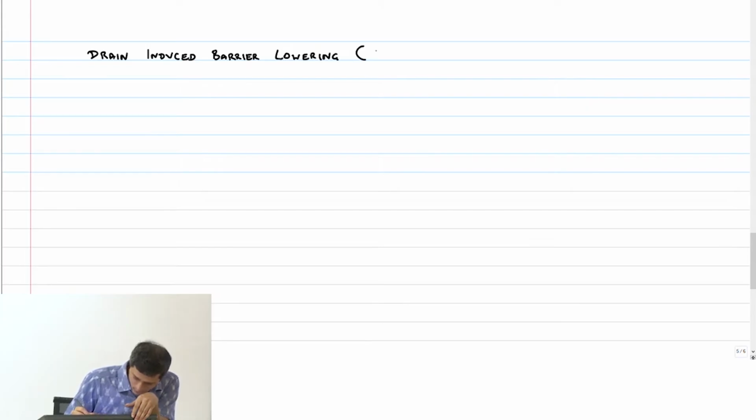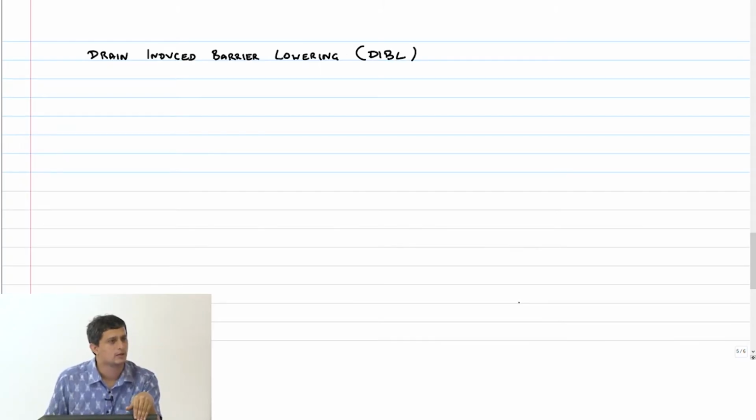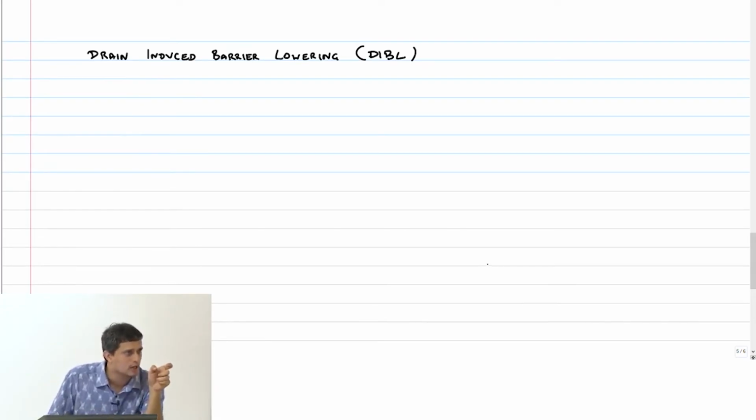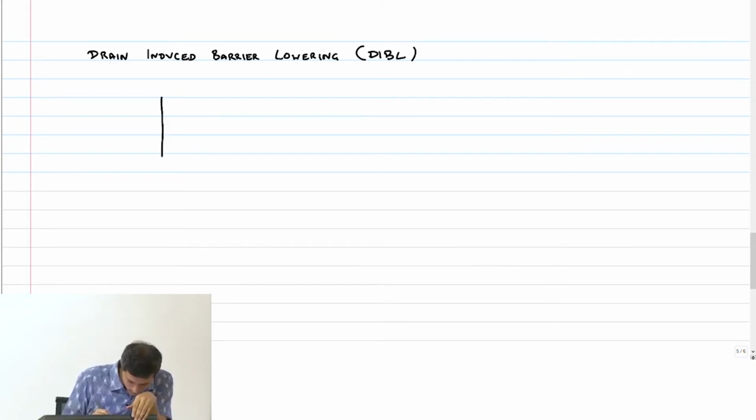With that, let me move on to the next short channel effect, which is known as drain induced barrier lowering, DIBL. So this is the effect that I was talking about yesterday, where because of this depletion region eating into your channel, the threshold voltage also changes. Now, let us look at this.